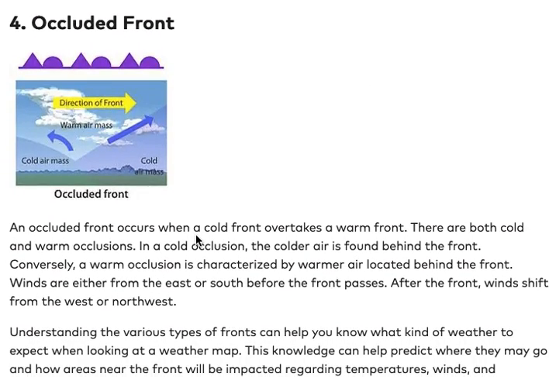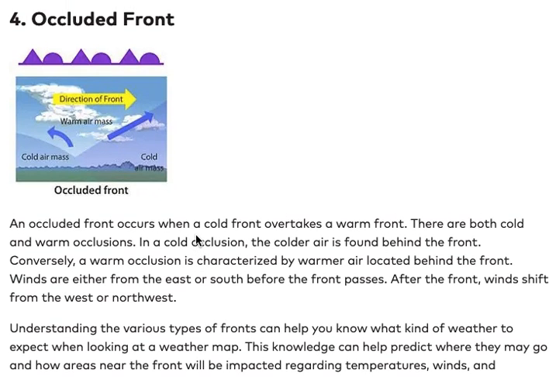The fourth kind of front is called an occluded front. An occluded front occurs when a cold front overtakes a warm front. There are both cold and warm occlusions. In a cold occlusion, the colder air is found behind the front. Conversely, a warm occlusion is characterized by warmer air located behind the front. Winds are either from the east or south before the front passes. After the front, winds shift from the west or northwest.